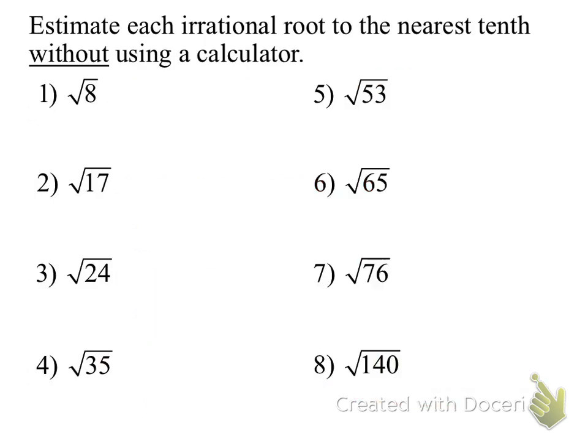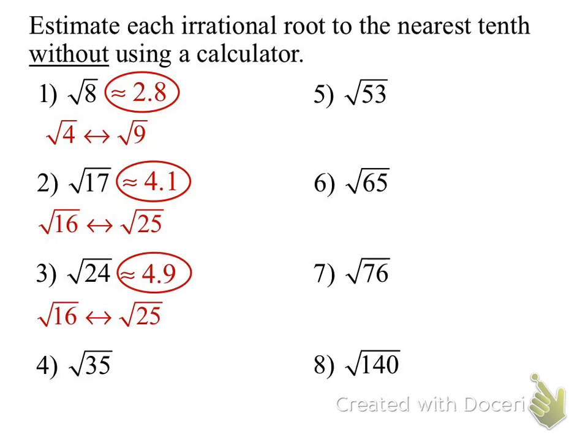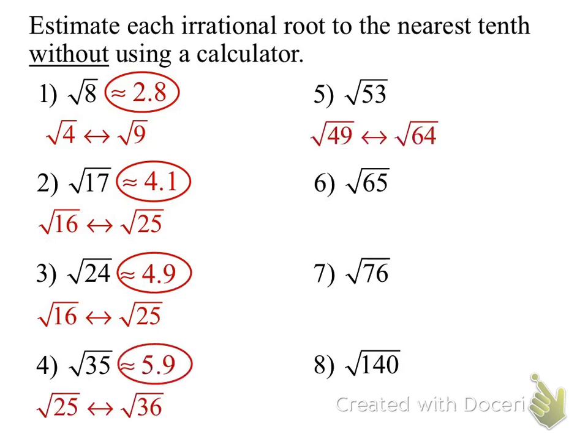And then our last problem is estimating the irrational without using the calculator. It's basically going back to my first method I taught you. So you've learned 3 methods: how to estimate between 2 integers, how to estimate to the nearest tenth without a calculator, and how to do it with the fraction method.